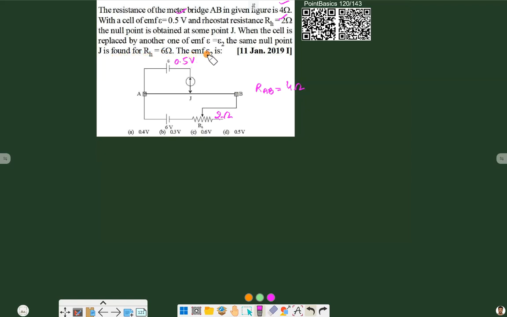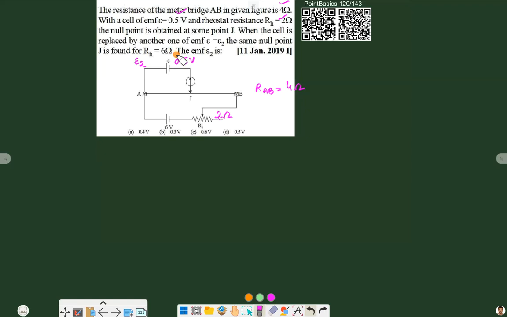The EMF E2 is. So here we have two scenarios. In the first scenario, we have a cell of EMF E which is balanced at point J. Now in the second scenario, we replace this cell with EMF of E2 and we also replace this rheostat with resistance of 6 ohm, and now the balancing point is the same for both of these.